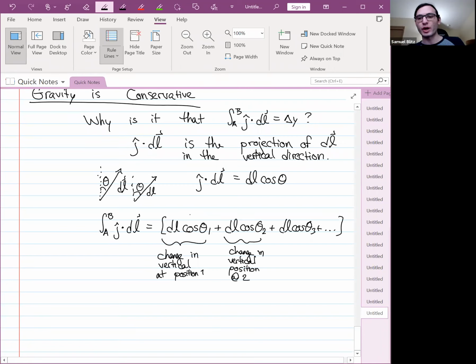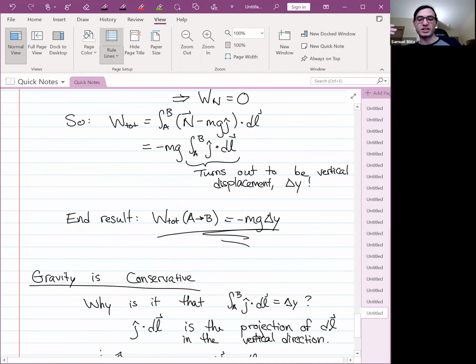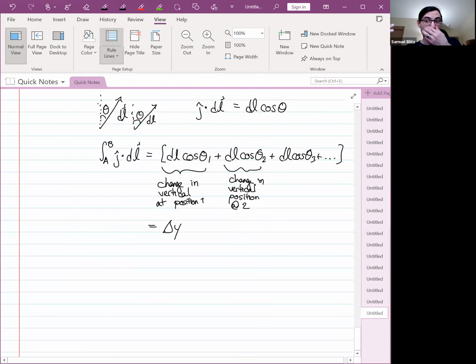And so the end result that we get is the net change in height from the initial position to the final position. And so we end up with this equals delta y. That's how we got that result. And it's because the integral is just j dot dl. It didn't have to be. It could have been something more complicated, and then we wouldn't have gotten delta y, but it did work out.